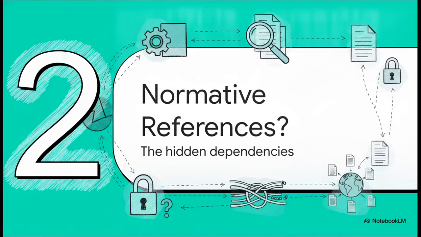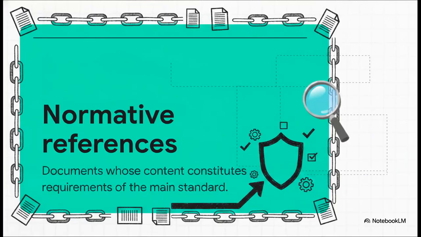Which brings us to Section 2. What are normative references? The hidden dependencies. Let's look at Clause 2 of the standard, which is literally titled Normative References. The standard officially defines these as documents referred to in the text in such a way that some or all of their content constitutes requirements of the document itself.